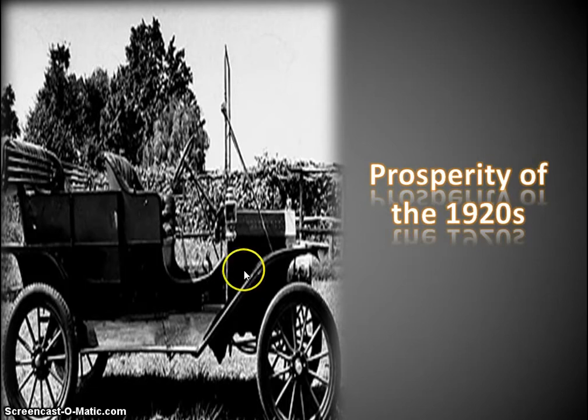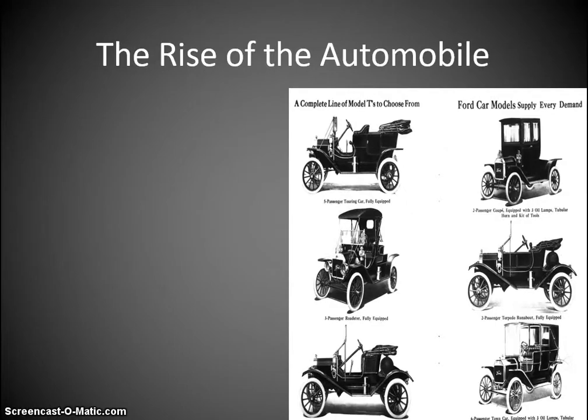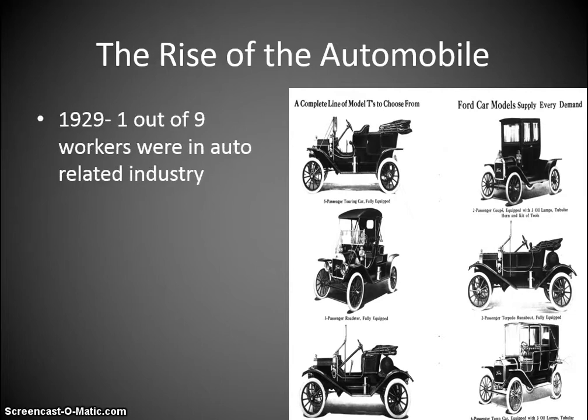Okay, so now we get into the prosperity of the 1920s, right? Prosperity is going to mean being successful, having new innovations, people getting richer, and so forth. So first you have the rise of the automobile, right? In 1929, 1 out of every 9 workers was in an auto-related industry. 1 out of 9.